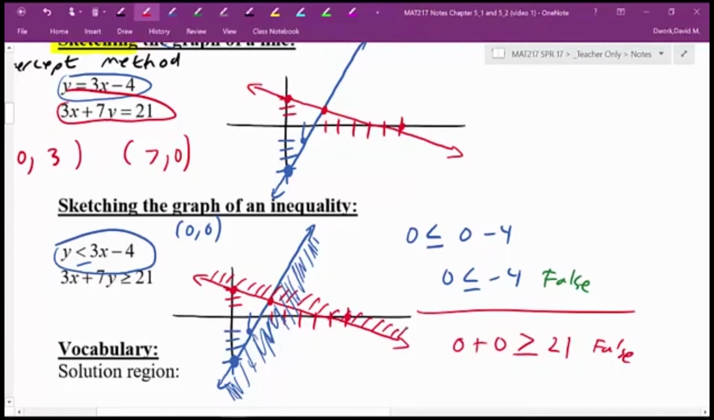Okay, so now, because we're doing inequalities, the question is where's our solutions? And the answer is anywhere there's overlap. And usually we represent this by shading.